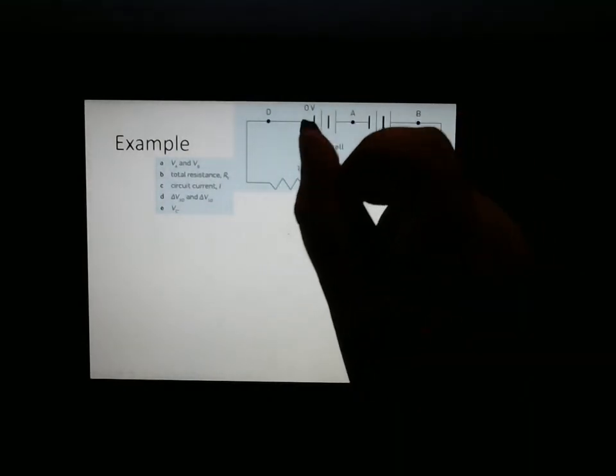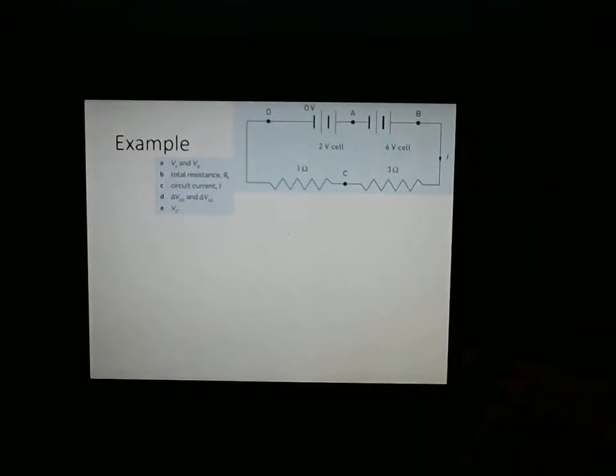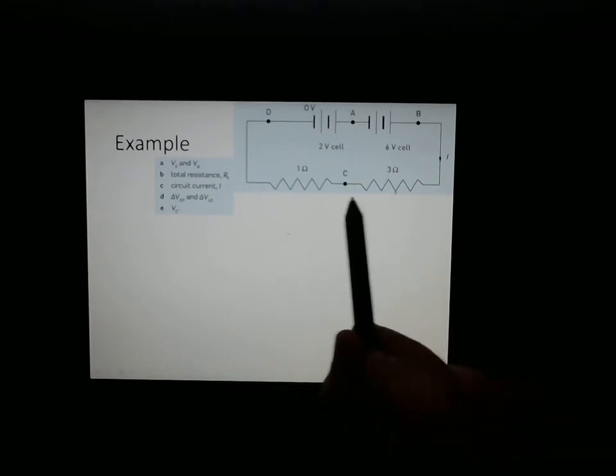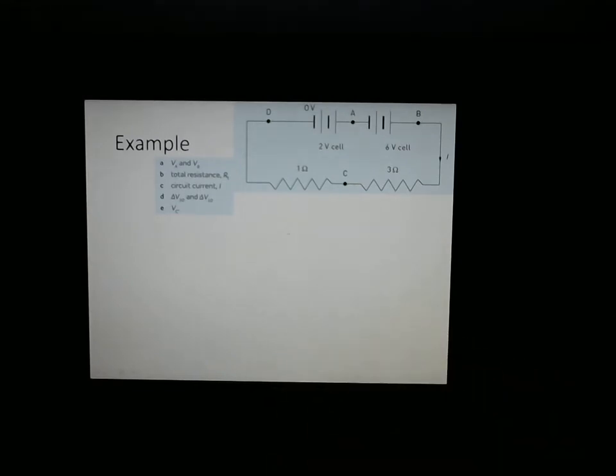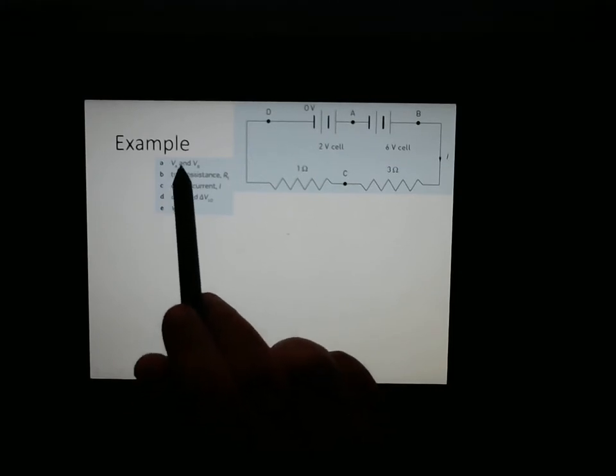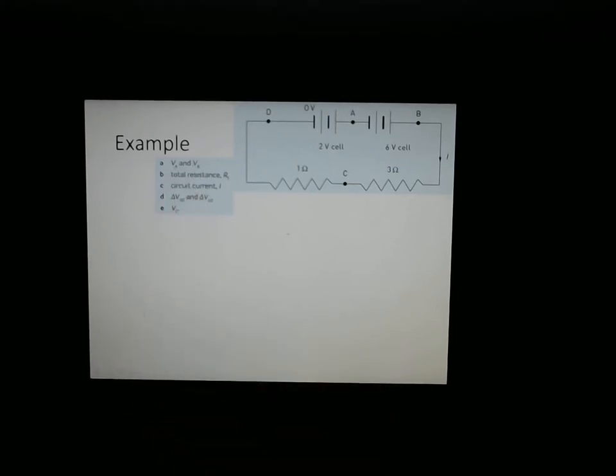I'm going to assume that this whole thing is a cell. And we have two resistors here. One's 3 ohm and one is 1 ohm. So let's have a walk through. Here's what we've been asked to work out: the voltage at A and the voltage at B.